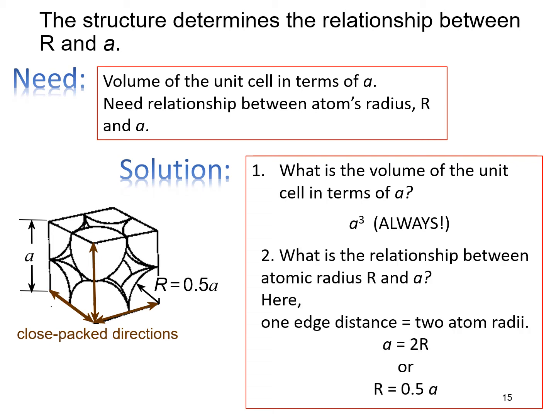And secondly, what is the relationship between the atom radius r and A? Well, here, one edge of our cube has two atom radii within it. That's our close packed direction. Therefore, A, the edge of the cell, is equal to 2r, or r equals half times A.